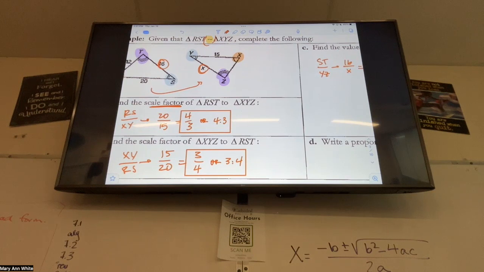Which one's first, the other one's first? Okay, which one's first? Yeah, the RST is first. Good. RST is first and the 4 over 3 in the one we just wrote.